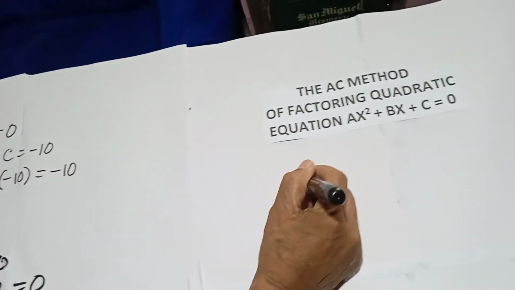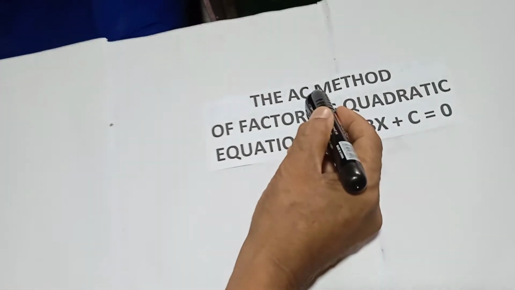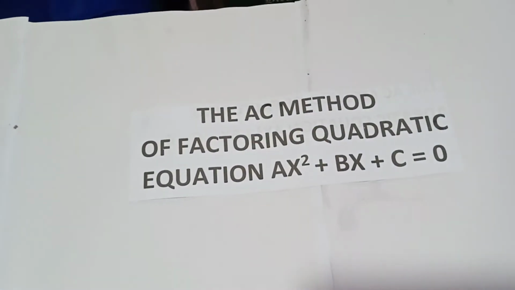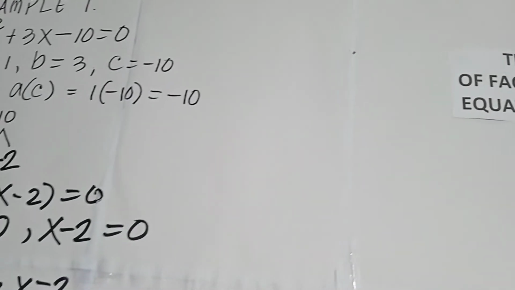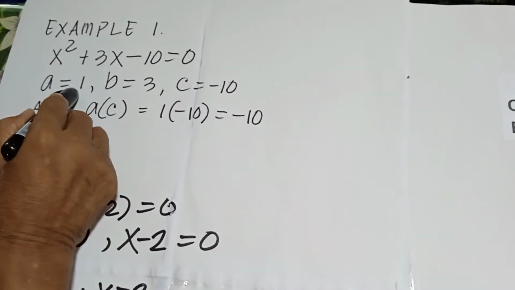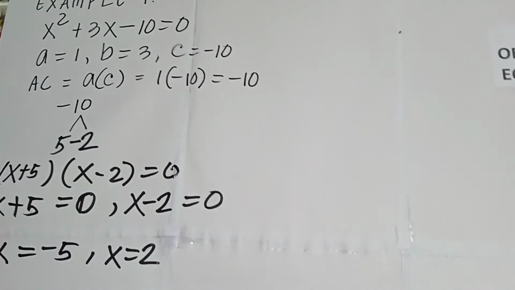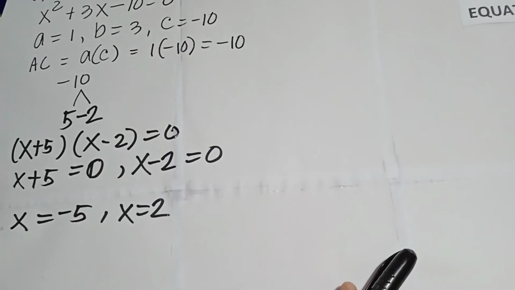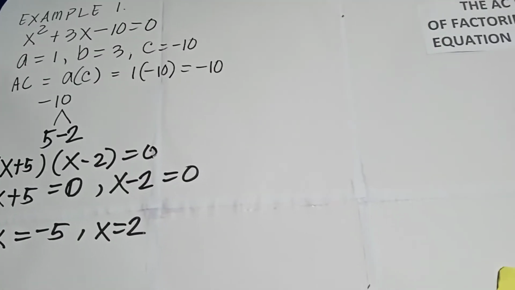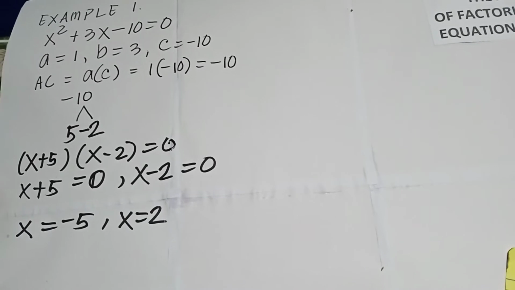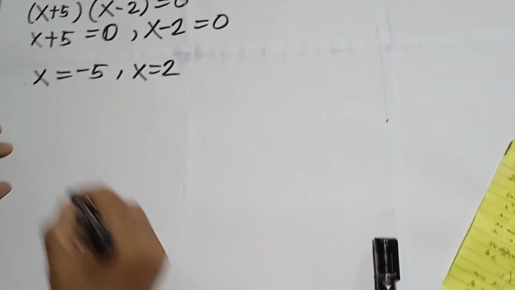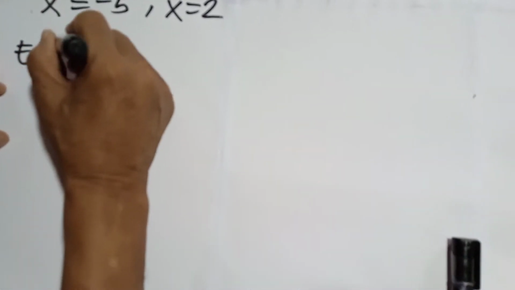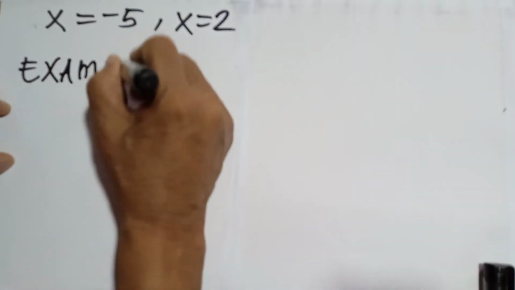So that's the power of AC in factoring a quadratic equation, where A is equal to 1. That's very easy. Now, we'll try another example where a is not equal to 1. So we have example number 2.